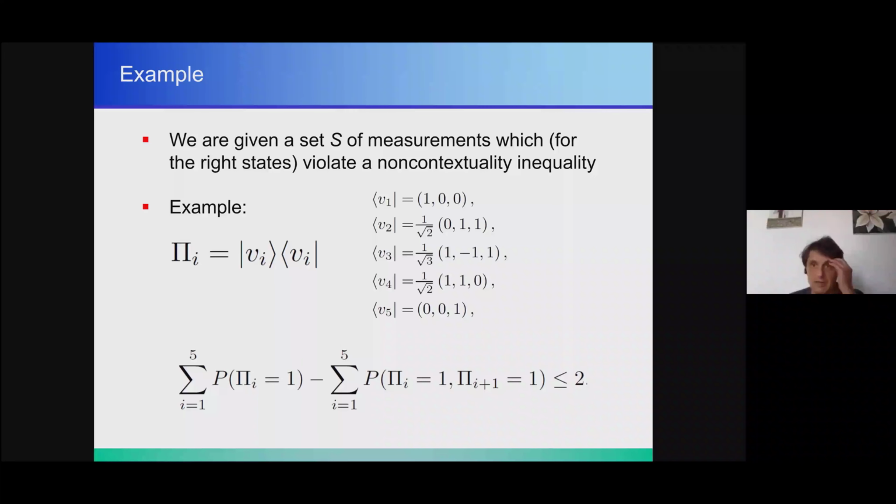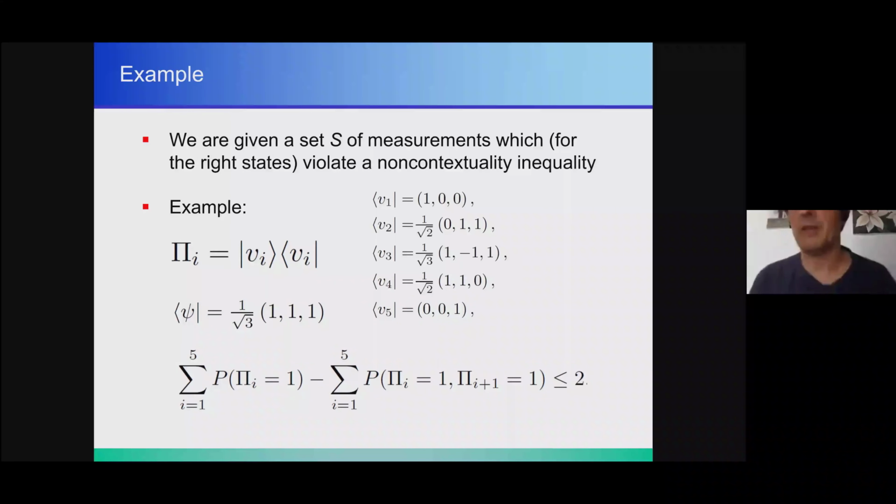Good. So let me illustrate how the method works. Imagine you are given 5 projectors. These 5 projectors are, for instance, the ones used in the Klyachko experiment, and the Klyachko-Can-Binicioglu-Shumovsky non-contextuality inequality can be written in this particular graphical form I mentioned at the beginning that you have here. If you prepare this particular state with this projector, you get a violation. We don't care about this particular violation. It's a state-dependent violation.